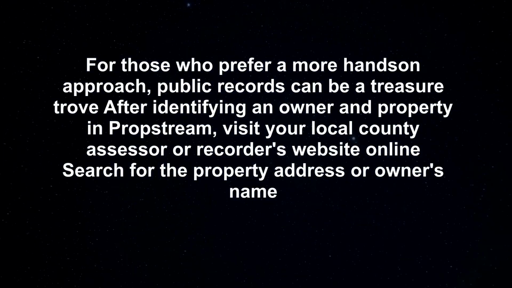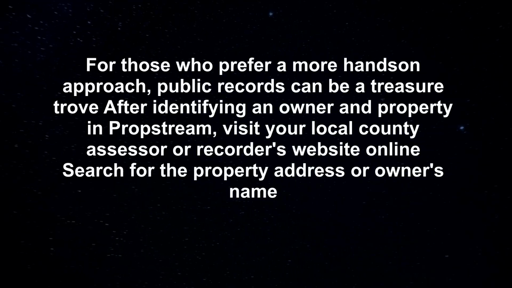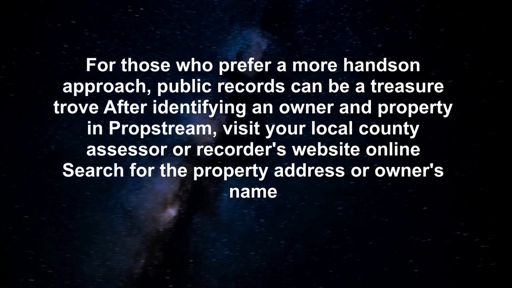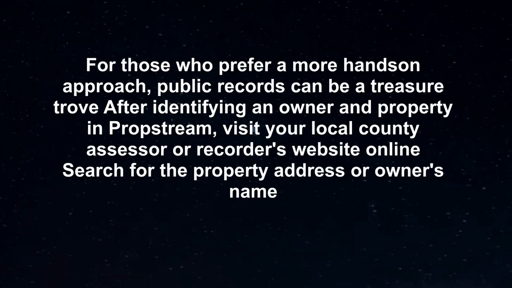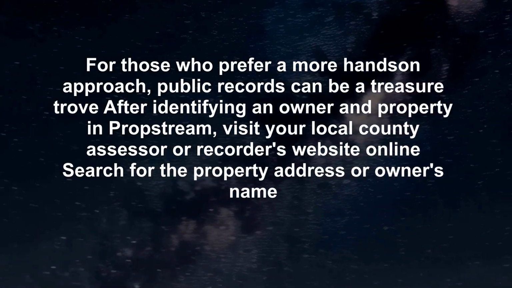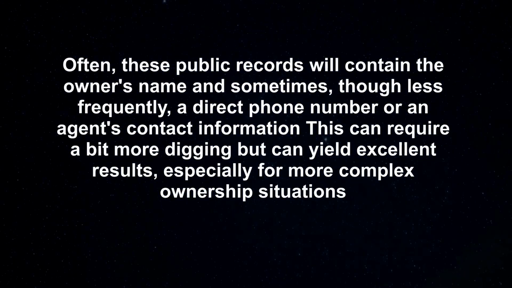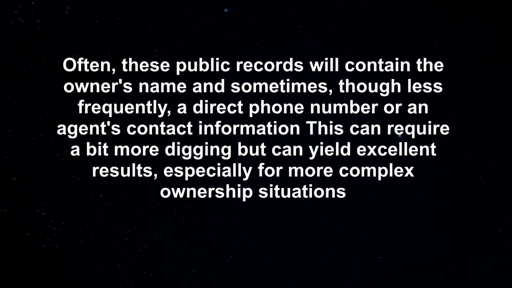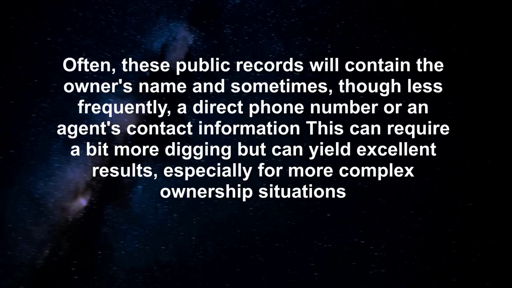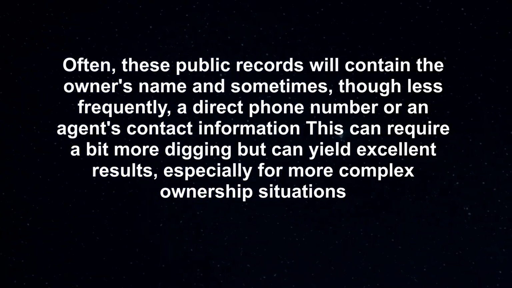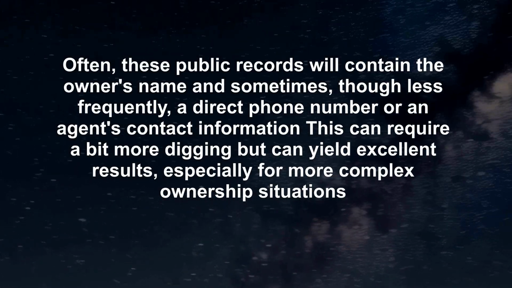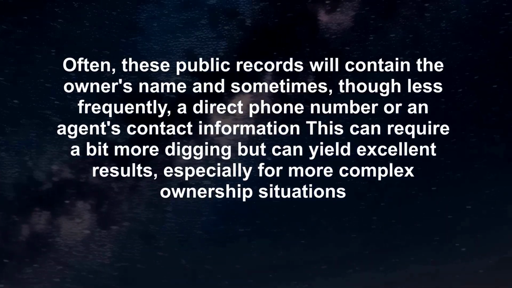For those who prefer a more hands-on approach, public records can be a treasure trove. After identifying an owner and property in Propstream, visit your local county assessor or recorder's website. Online search for the property address or owner's name. Often, these public records will contain the owner's name and sometimes, though less frequently, a direct phone number or an agent's contact information. This can require a bit more digging, but can yield excellent results, especially for more complex ownership situations.